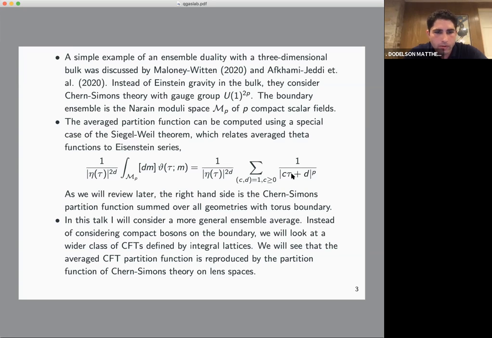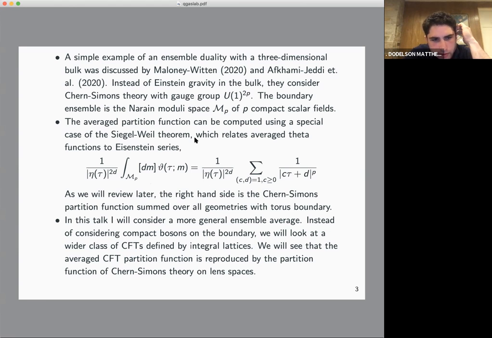So the right hand side has the interpretation as the Chern-Simons partition function summed over all geometries with the torus boundary. And so this is a kind of holographic duality where you have to average over the moduli space, and then you get Chern-Simons partition functions. So that's the basic example. In this talk, I'll consider a more general ensemble average.